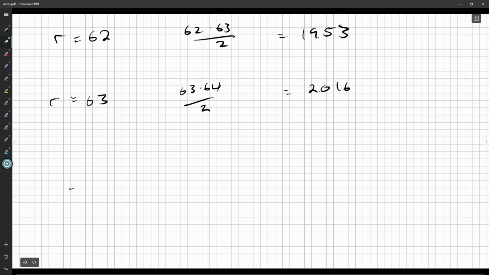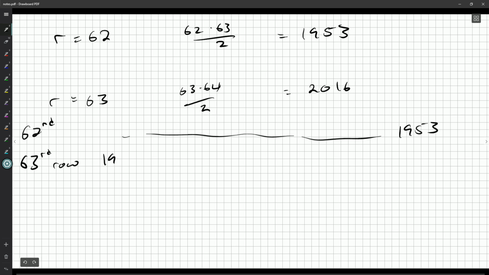Okay? So I know the 63rd row looks like this. So the last row, 62nd row, blah, blah, blah, ends with 1953. So this row will start with 1954. It'll keep going for a while, then it'll get 2000, 2001, all the way up to 2016. And so this number is really close to 2000. I could just sort of count backwards, couldn't I?